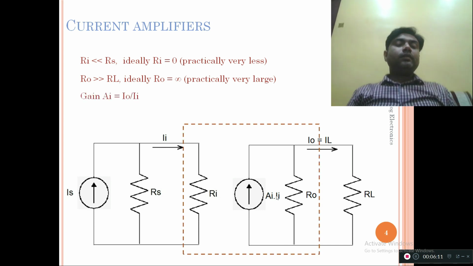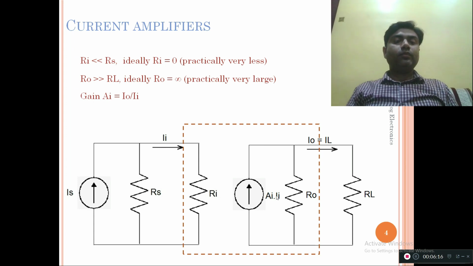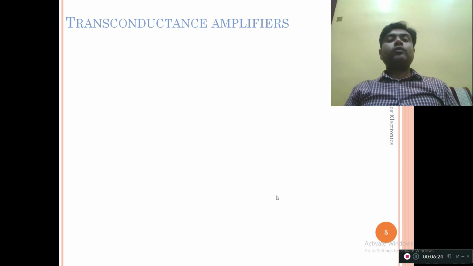So this is the gain. Now the gain becomes the value of the output current upon the input current, obviously. This is a transconductance amplifier. So the transconductance, as the conductance is the inverse of resistance, so the function becomes the output current upon the input voltage. So the transconductance amplifier is basically going to be the mixture of the previous two circuitries.